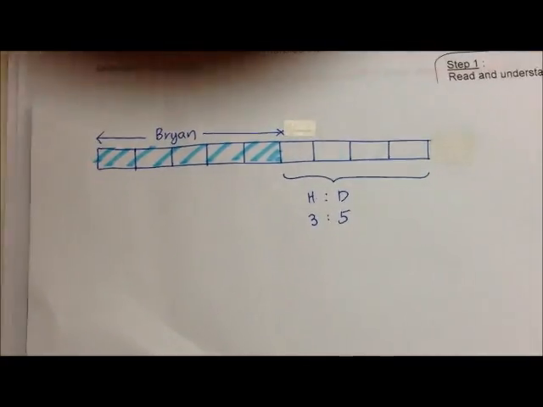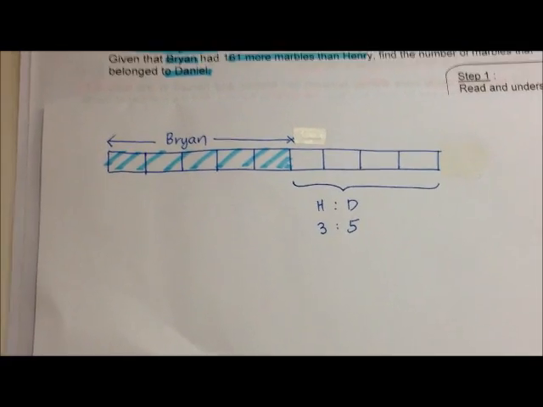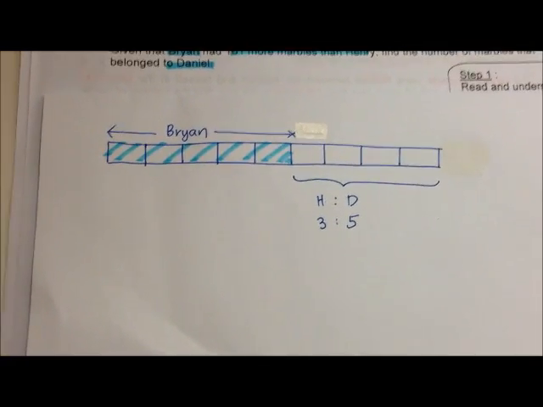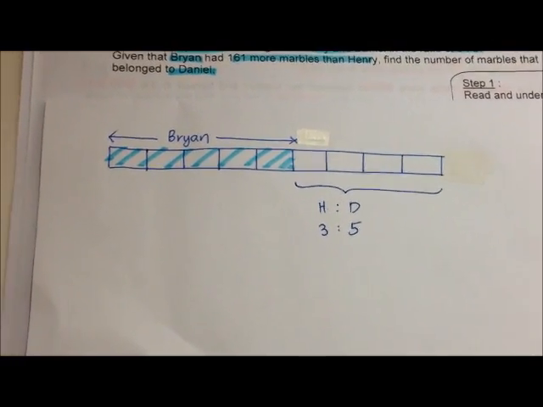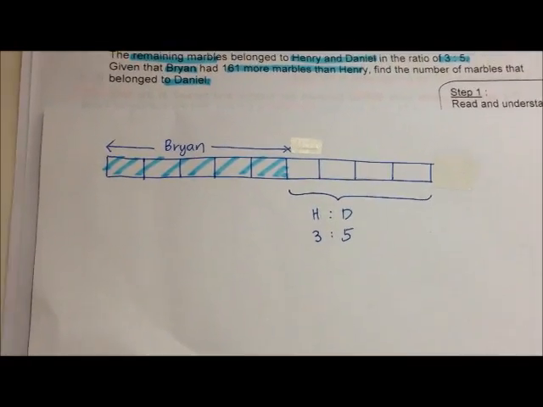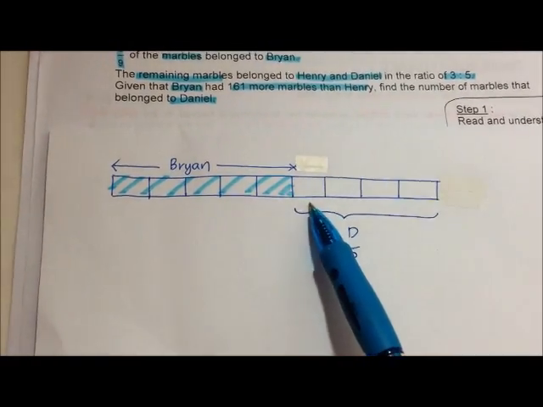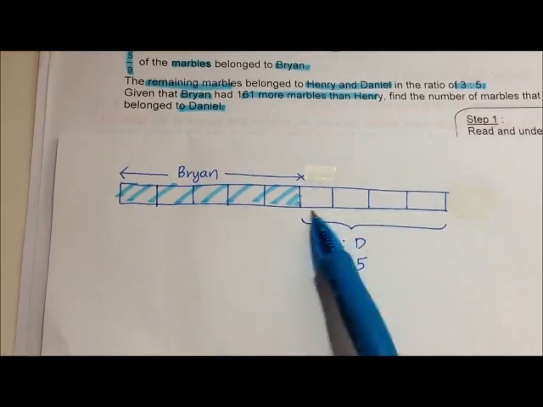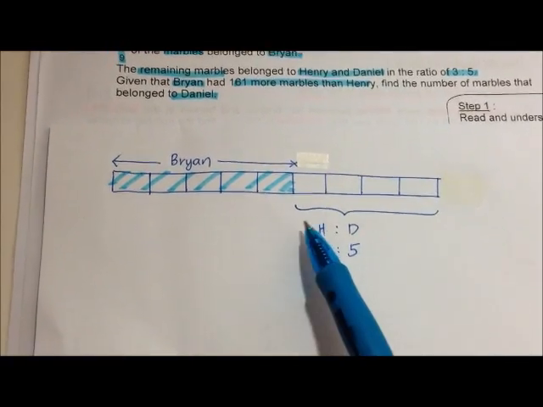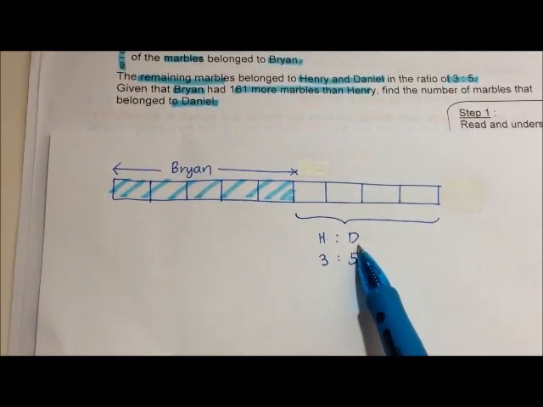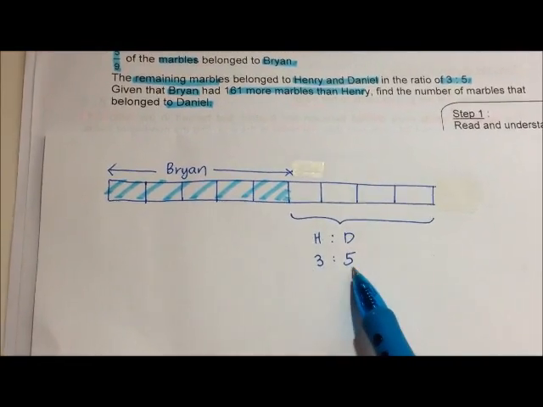So I'm going to zoom into the solution. I've drawn the model now with 9 parts, and we all know that 5 out of these 9 parts belongs to Brian. Now let's look at the remaining part here. Now this remaining part here are the ones that belong to Henry and Daniel in this ratio 3:5.